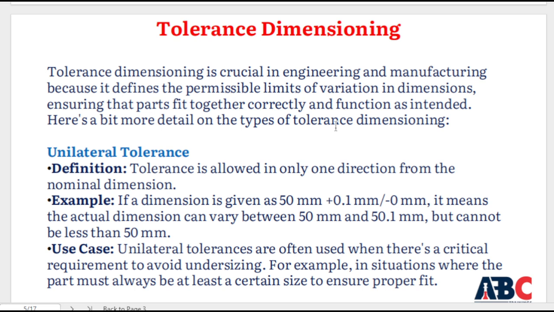Here, more types of tolerancing dimensions are available. First is unilateral tolerance. Unilateral tolerance means variation is allowed in only one direction from the nominal dimension. For example, if a dimension is given as 50 mm plus 0.1 mm or minus 0 mm, it means the actual dimension can vary between 50 mm and 50.1 mm, but cannot be less than 50 mm.